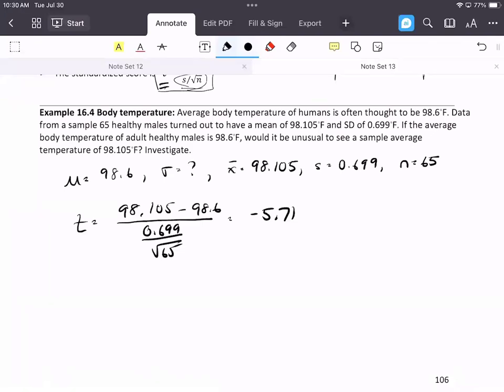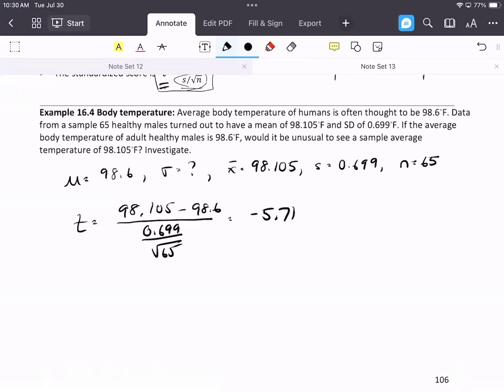Remember, the z and t look similar. If I told you it was more than 3 standard deviations away, hopefully you think back to the z and you're like, whoa, that's pretty far out. Remember when we looked at that empirical rule. So the same idea applies. The sample average was 5.71 standard deviations or standard errors below 98.6 degrees Fahrenheit. That's quite a bit lower. That's way out in that tail.